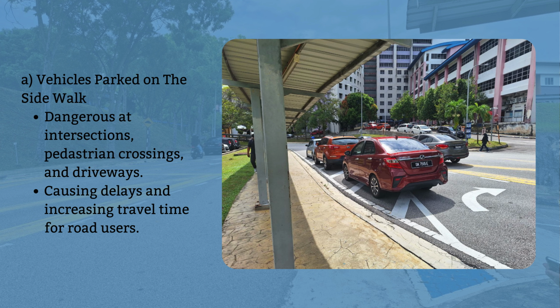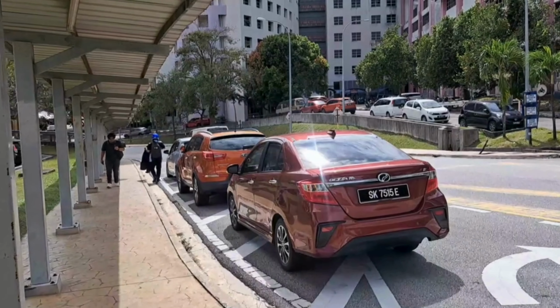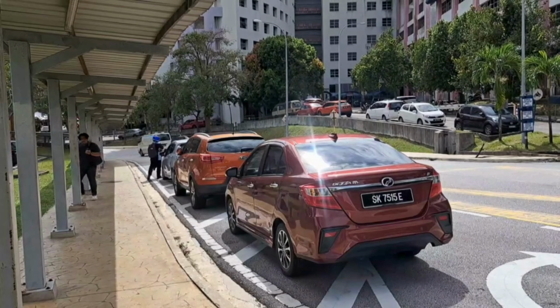The first case is vehicles parked on the sidewalk. This reduces visibility. Parked vehicles can severely limit a driver's field of vision. This is particularly dangerous at intersections, pedestrian crossings, and driveways where visibility is crucial for safe navigation. When a vehicle is parked too close to a junction, it can create a blind spot that prevents drivers from seeing approaching pedestrians, cyclists, or other vehicles until it's too late to react safely.